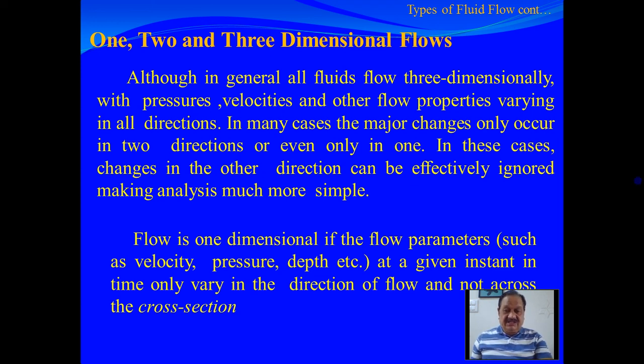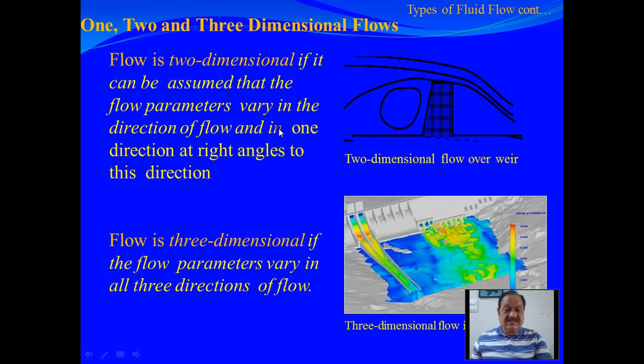Flow is one-dimensional if flow parameters such as velocity, pressure, etc. at a given instant in time only vary in the direction of flow and not across the cross-section. A flow through a long circular pipe is a one-dimensional flow, whereas flow is two-dimensional if it can be assumed that the flow parameters vary in the direction of flow and in one direction at right angles to that direction. An example is the two-dimensional flow over a weir.